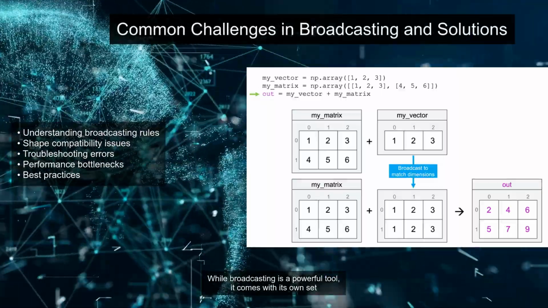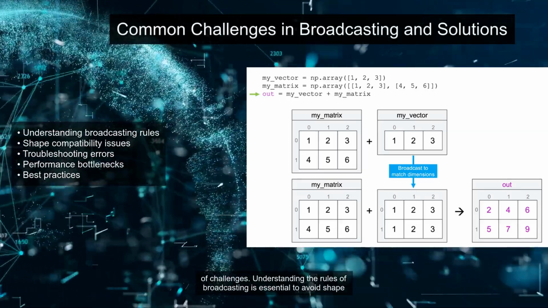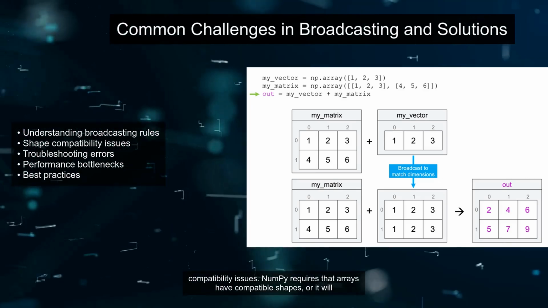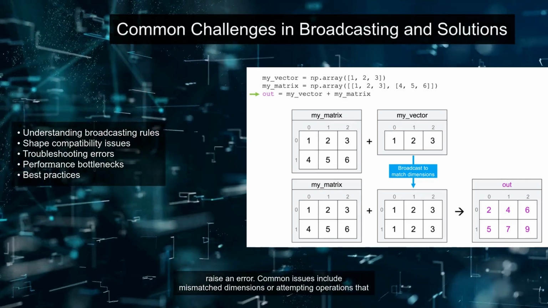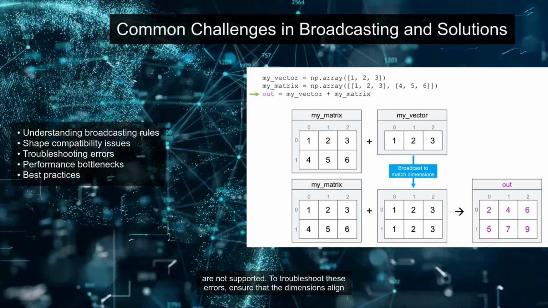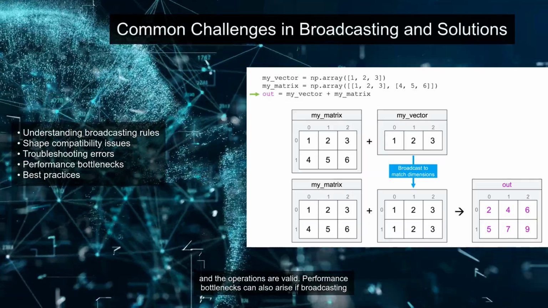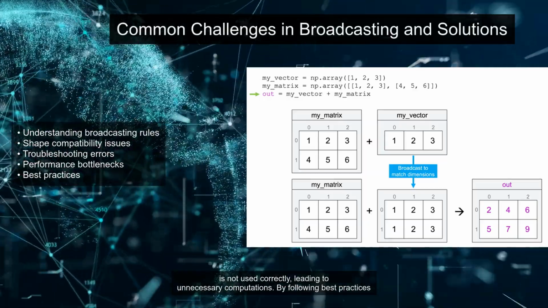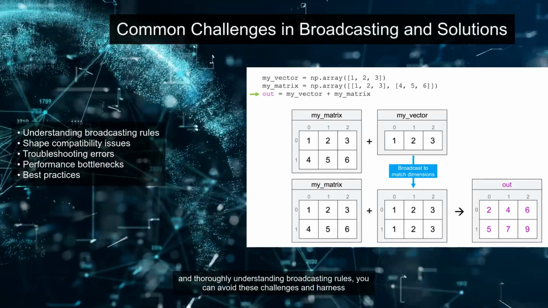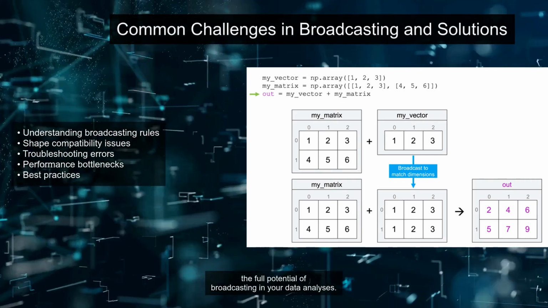While broadcasting is a powerful tool, it comes with its own set of challenges. Understanding the rules of broadcasting is essential to avoid shape compatibility issues. NumPy requires that arrays have compatible shapes, or it will raise an error. Common issues include mismatched dimensions or attempting operations that are not supported. To troubleshoot these errors, ensure that the dimensions align and the operations are valid. Performance bottlenecks can also arise if broadcasting is not used correctly, leading to unnecessary computations. By following best practices and thoroughly understanding broadcasting rules, you can avoid these challenges and harness the full potential of broadcasting in your data analyses.